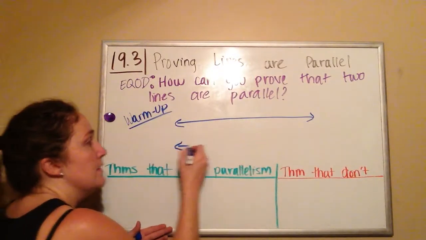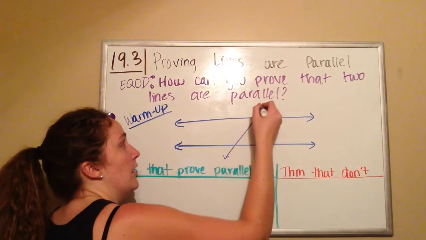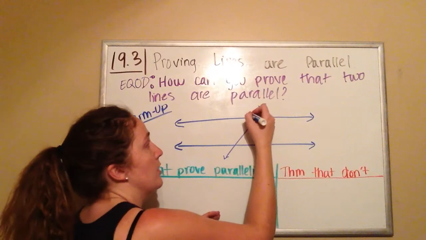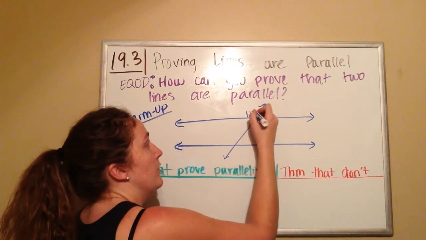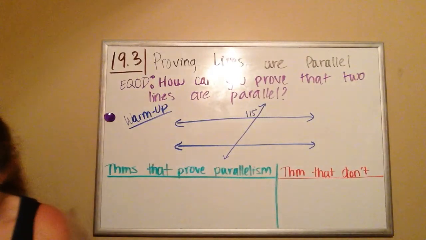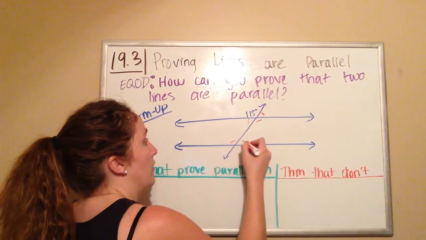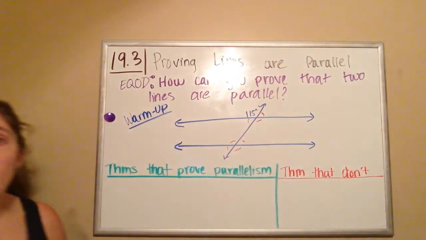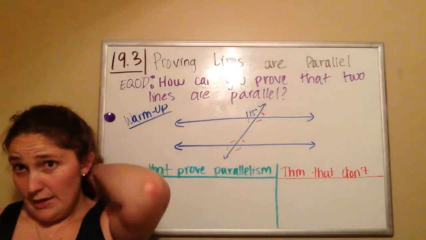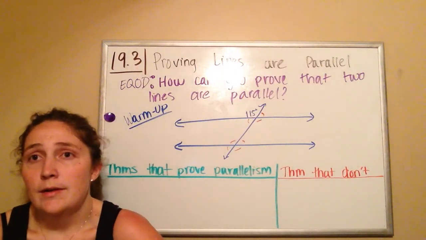So two lines that are parallel and a transversal, and I'm going to give you one angle. I'm going to give you this one right here, 115. And I'm going to ask you to fill in the rest. So go ahead and fill in all of these angles right here. Okay, go ahead and fill that in for me. You do this on the left-hand side of your notebook. Since this is a warm-up, you should know how to do this.